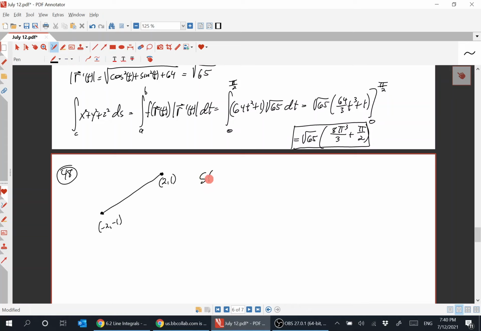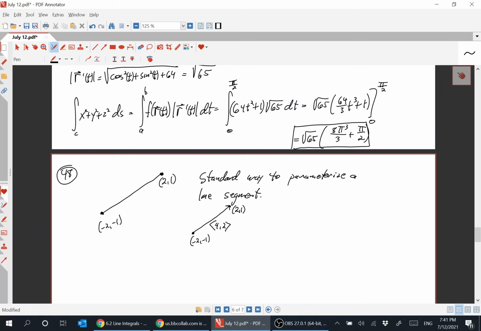Okay, the standard way to parameterize a line segment. The vector between those two points is what? Here's (-2, -1), and here's the point (2, 1). What's the vector between them? Well, the vector between them is <4, 2>.